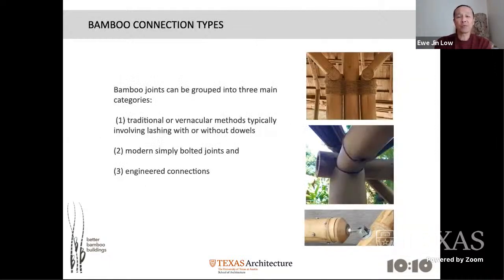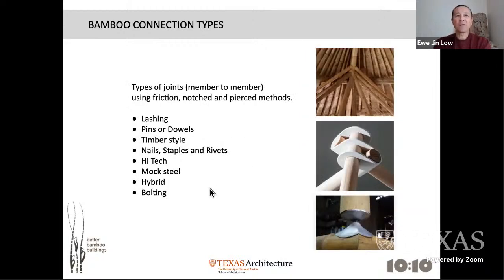We can group how bamboo is joined into three groups, right? The first one being traditional or vernacular groups, with or without dowels. And the second is simply bolted joints. The third is, of course, more engineered connections, right? Three different groups, as you can see here. I've also tried to divide them into further categories or types of joints, which we'll go through very shortly.